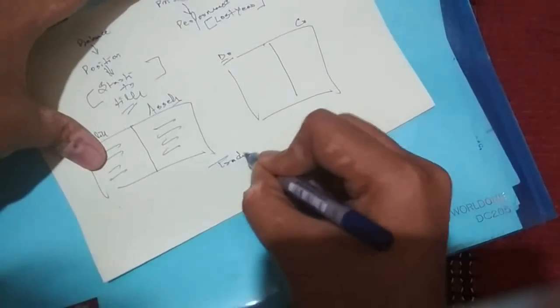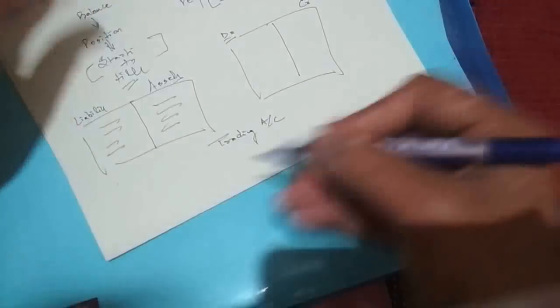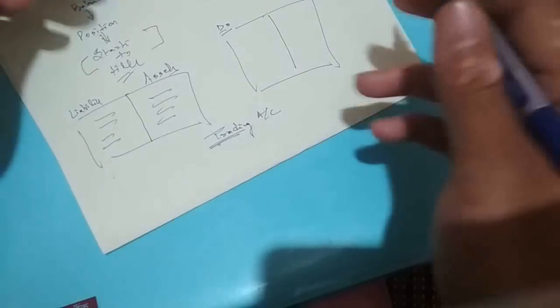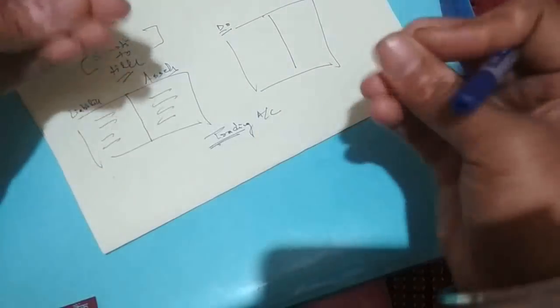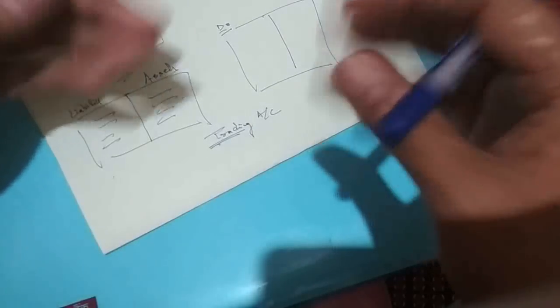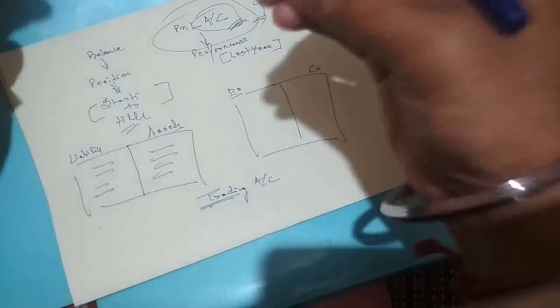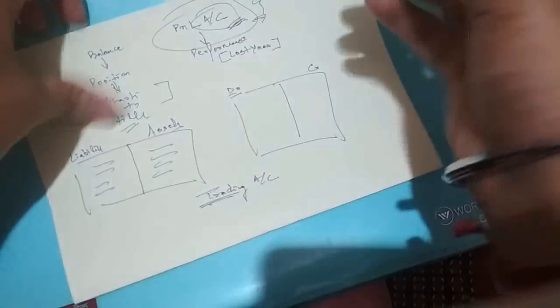Now we will understand what a trading account is, because in order to make a profit and loss account, first we have to make a trading account. Trading, as the name suggests, means buying or selling. Think of yourself as a company. What will you buy? You will buy raw materials, you will buy machineries. We will not take machineries, because as I told you, the profit and loss account covers only the last year's performance.